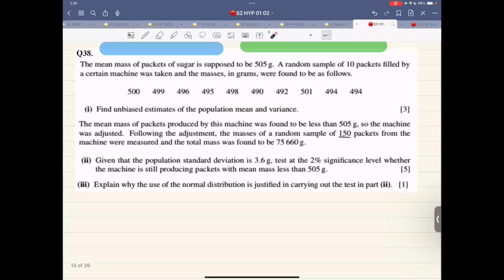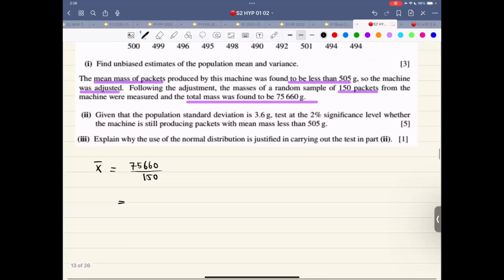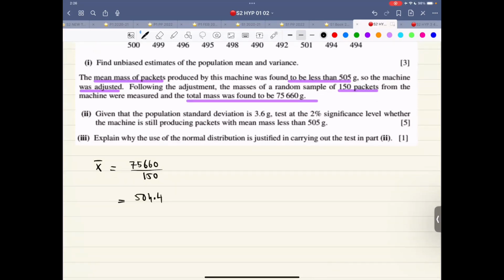Or let me read the question first. It says over here that the mean mass of packets produced by this machine was found to be less than 505. So the machine was adjusted. Following the adjustment, the mass of a random sample of 150 packets, so 150 is the sample size, from the machine were measured, and the total mass was found to be 75660. That means the X bar for this part is 75660 divided by 150. Get your calculators ready. 75660 divided by 150 comes out to be 504.4. That is my X bar.